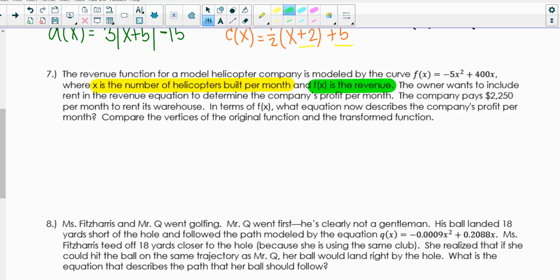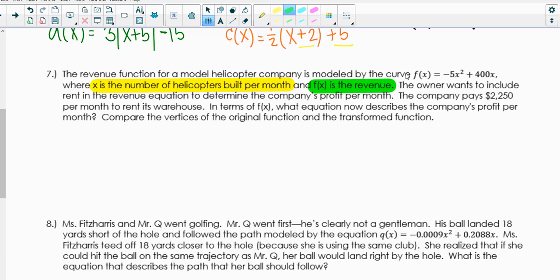The owner wants to include rent in the revenue equation to determine the company's profit per month. The company pays $2,250 per month to rent its warehouse. In terms of f of x, what equation now describes the company's profit per month? Compare the vertices of the original function and the transform function.